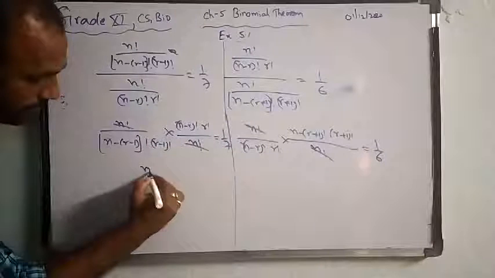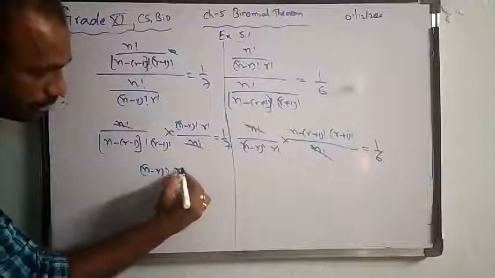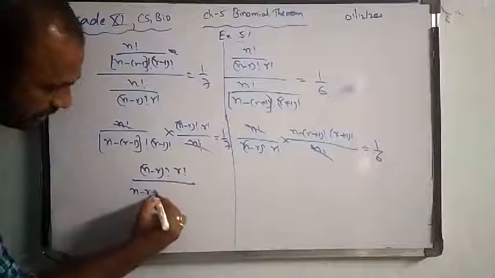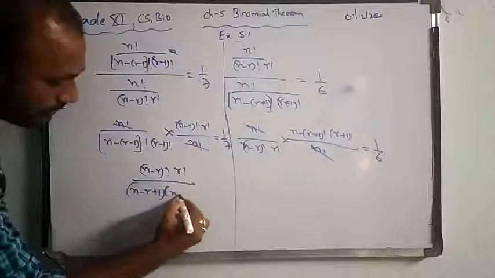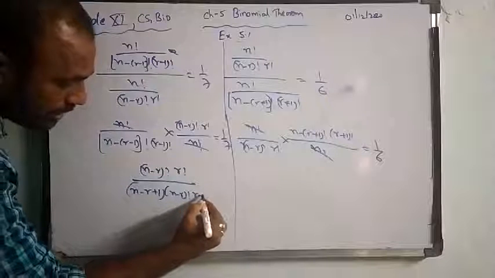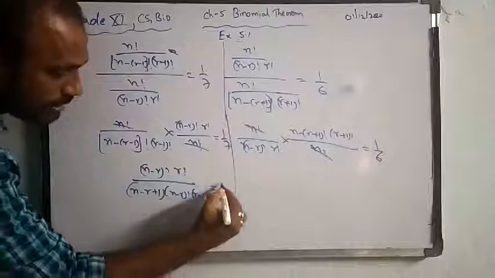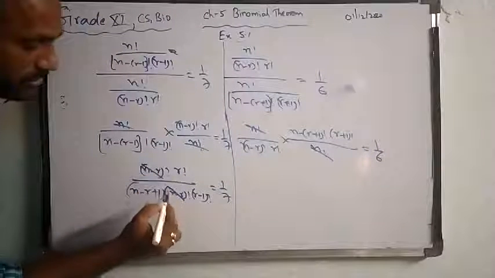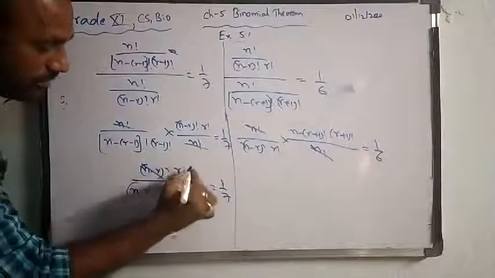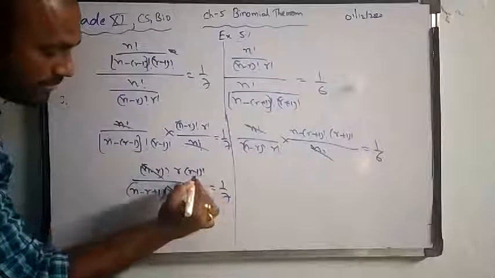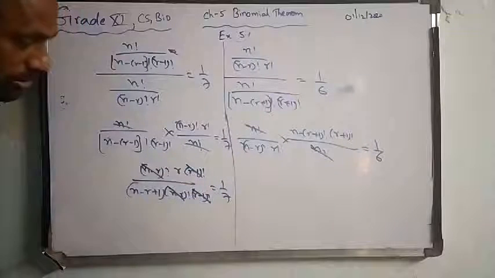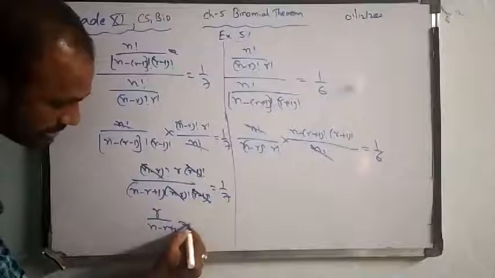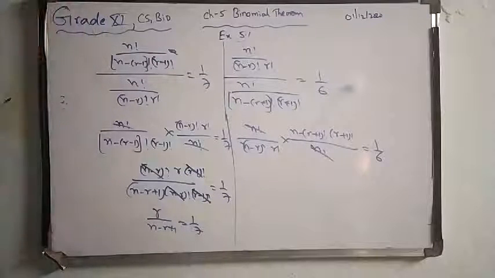So in these two, (n minus r) factorial into r factorial by this one as such, (n minus r plus 1) into (n minus r) factorial into (r minus 1) factorial is equal to 1 by 7. So (n minus r) factorial, (n minus r) factorial gets cancelled. This r factorial can be written as r into (r minus 1) factorial. So the left terms are r by (n minus r plus 1) is equal to 1 by 7.